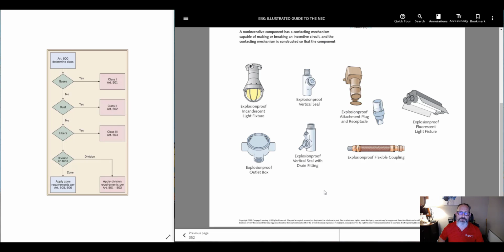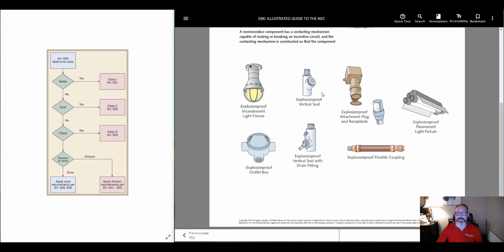Other protection techniques for the field wiring. One is an explosion-proof incandescent fixture, or explosion-proof light fixtures, where if the bulb were to blow, the breakage will stay inside. The filaments or anything that can ignite are contained within the fixture itself. So the glass globe is thick enough glass that it will withstand an explosion inside. Same thing with fluorescent fixtures. The tubes are enclosed inside this thick glass, and all of the ballast and all the electrical components are sealed up within the fixture.